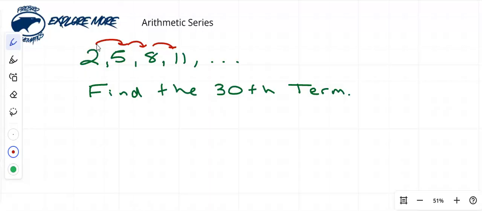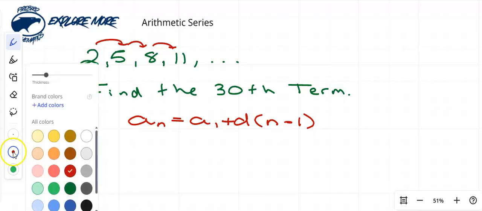So to find the 30th term, maybe your teacher had you make a table in Desmos and find an equation that would match this. But there's a formula that we can use to find the 30th term, and it looks something like this. We use this notation, a with the subscript n. So to find the nth term, we take the first term plus the common difference, so we use the letter d, times n minus 1.